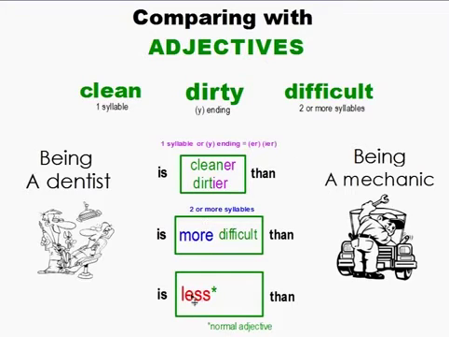Now, let's look at when I want to use something less. If I want to say something is not more, but the opposite, less, then I can use the adjective, but I don't do anything. So I can say being a dentist is less dirty than being a mechanic. Being a dentist is less clean than being a mechanic. Or being a dentist is less difficult than being a mechanic. And notice I am not changing the adjective. I'm using the normal adjective when I use less.